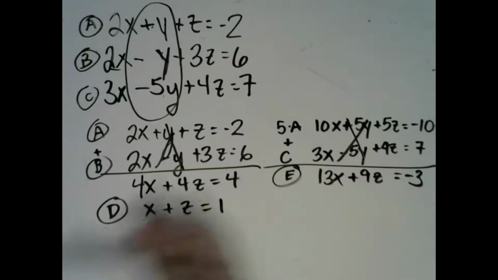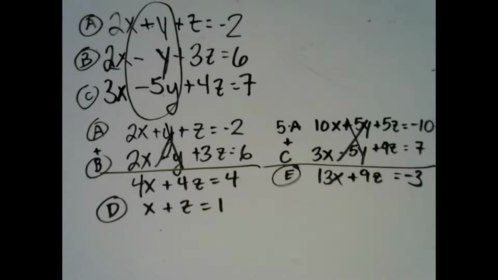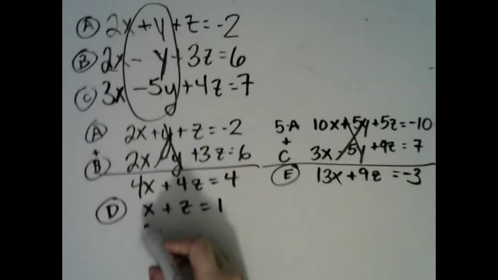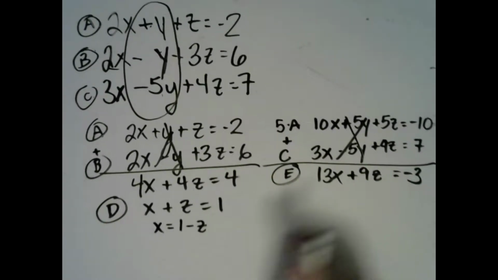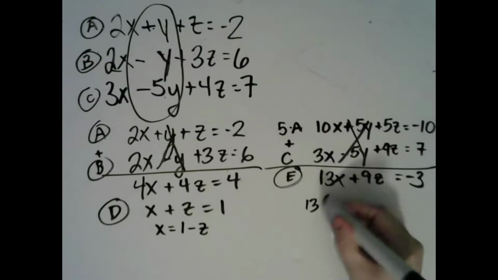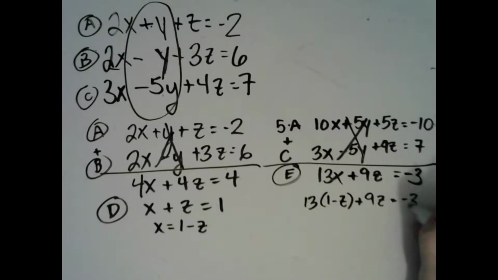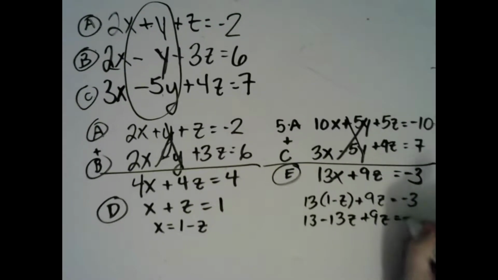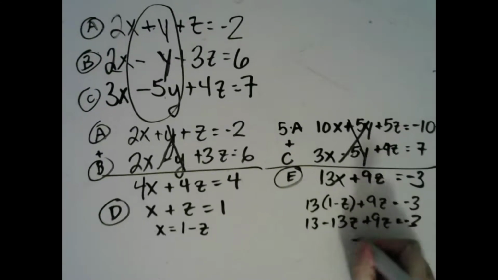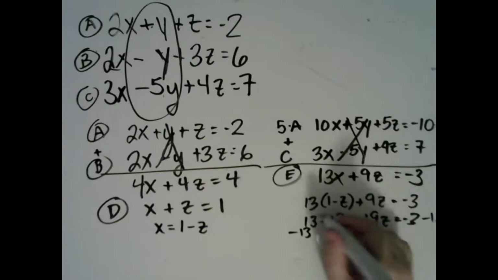When it comes to equation D and equation E, I can either continue using the elimination method or I can switch to using substitution. Because substitution is my preferred method, I'm going to go ahead and switch. I'm going to say that x is equal to 1 minus z. And I'm going to plug that in where I see an x in equation E. Distribute. And at the same time that I combine like terms, I'm going to go ahead and subtract the 13 to the other side.